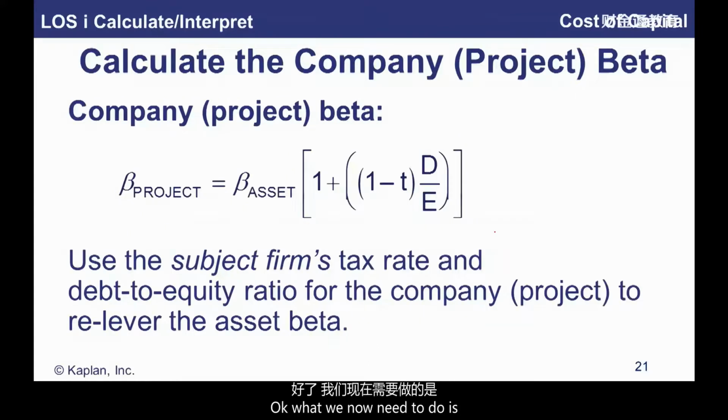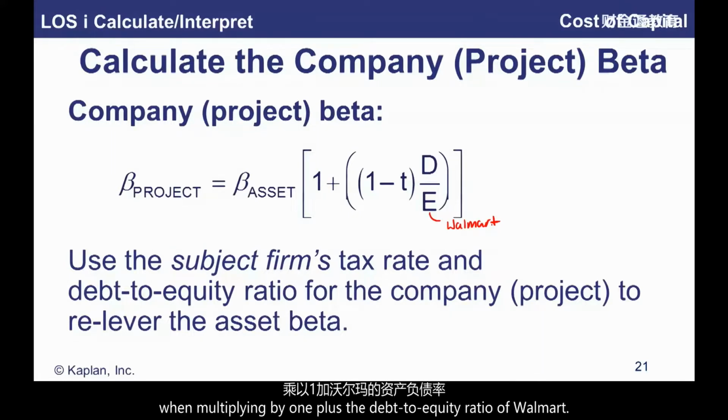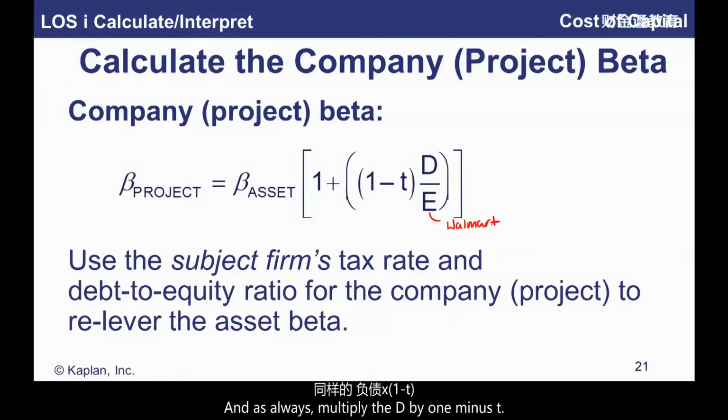Okay, what we now need to do is put back into that beta Walmart's debt to equity ratio, or Walmart's capital structure. So this debt to equity ratio here is for Walmart. And remember, to strip out GAP's capital structure, we divided by 1 plus the debt to equity ratio. So now to put back in, we're multiplying by 1 plus the debt to equity ratio of Walmart, and as always, multiply the D by 1 minus T. And that then gives us the beta for the project.